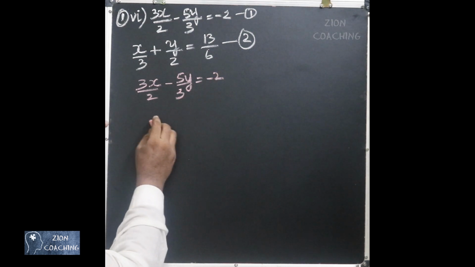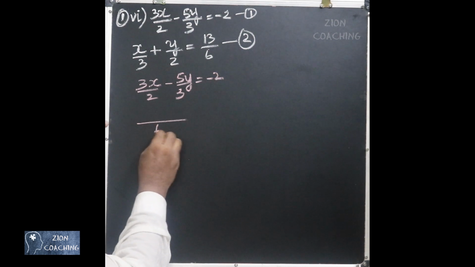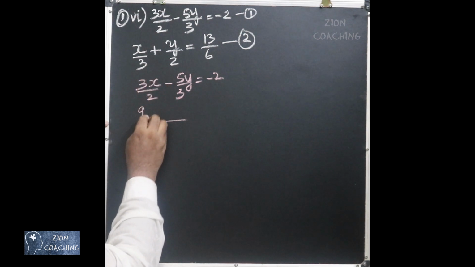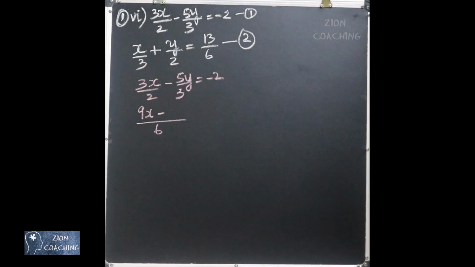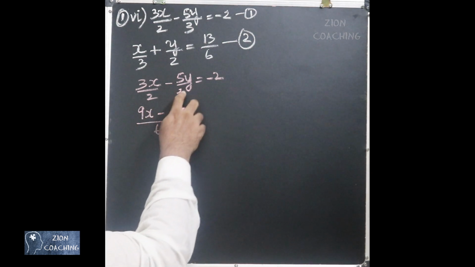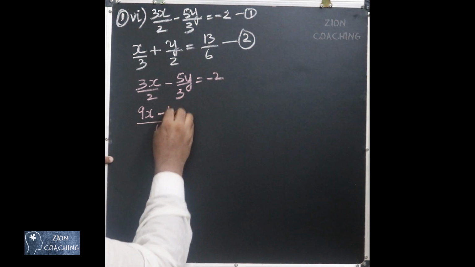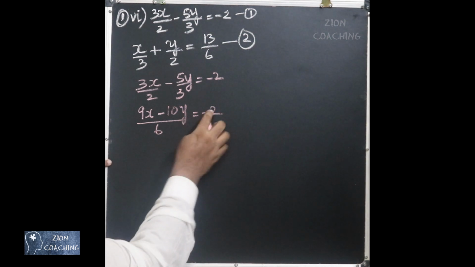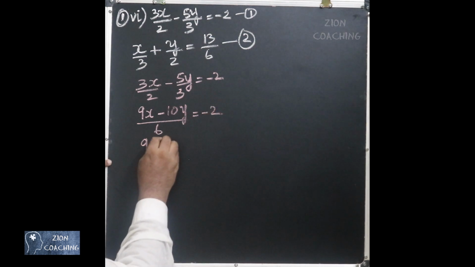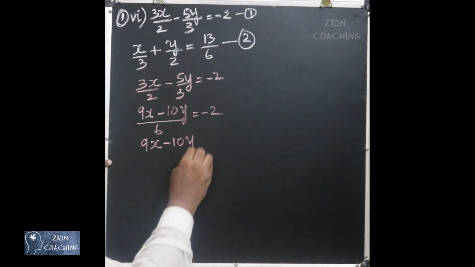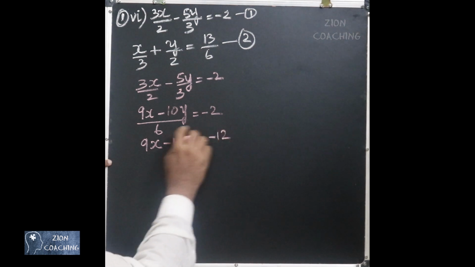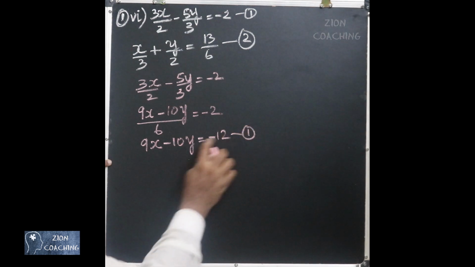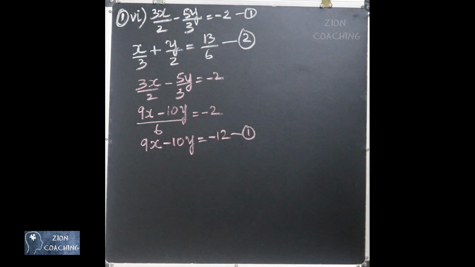I am going to take LCM here. LCM of 2 and 3 is 6. 2 into 3 is 6, so multiply the numerator also by 3. Then we will have 9x minus 3 into 2 is 6, so multiply the numerator also by 2. Then we will have 10y equal to minus 2. Take this 6 to the other side. Then we will have 9x minus 10y equal to minus 12, because 6 into minus 2 is minus 12. Now you have brought the first equation to the general format.